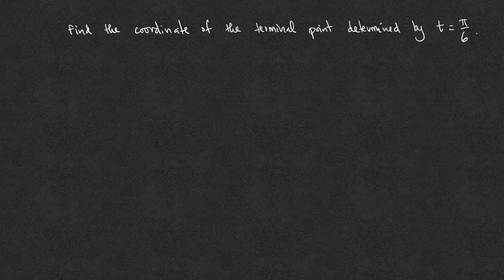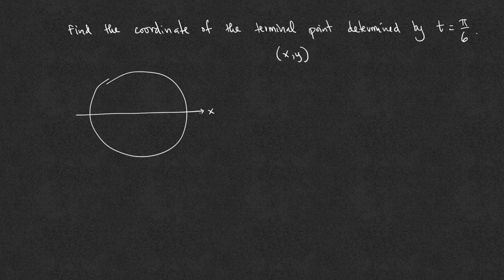Find the coordinate of the terminal point determined by t equals pi over 6. The point we're looking for is x comma y, the coordinate x and the coordinate y determined by the number pi over 6. This is a point on the unit circle with radius 1, center at the origin.